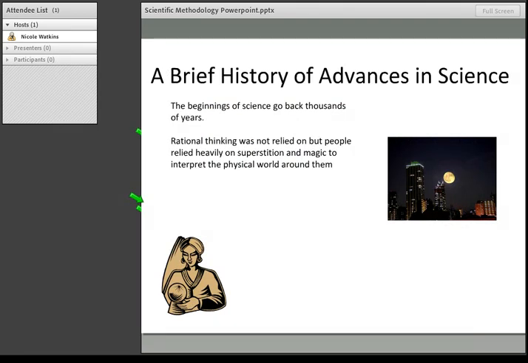So the beginning of science goes back thousands of years. Keep in mind that we did not always have experimentation as we know of it today. Rational thinking was not relied on, but people relied heavily on superstition and magic to interpret the physical world around them. There are still cultures to this day who rely heavily on witch doctors.